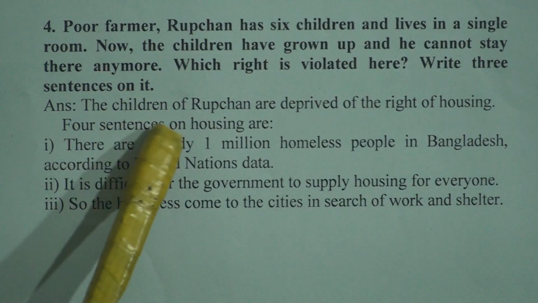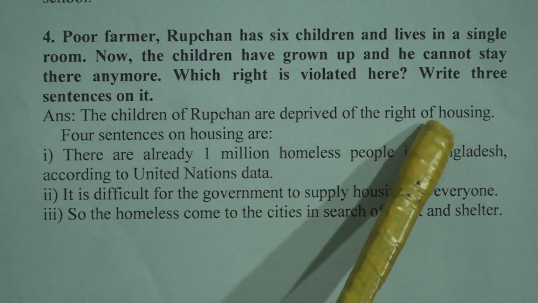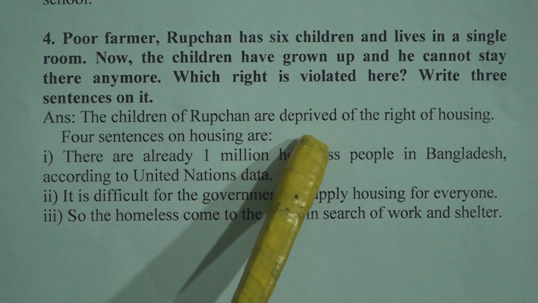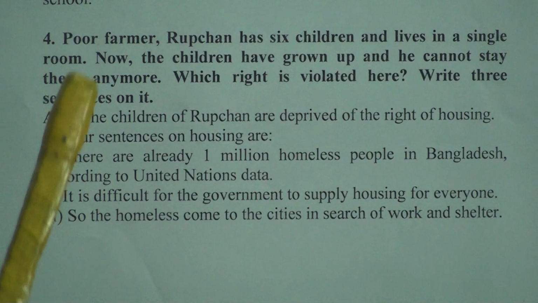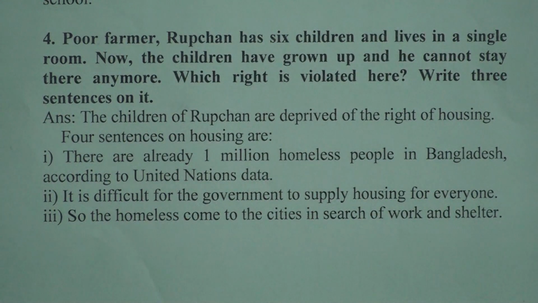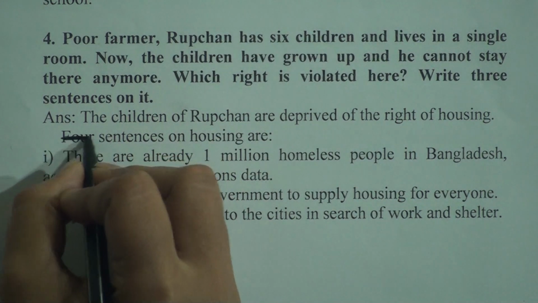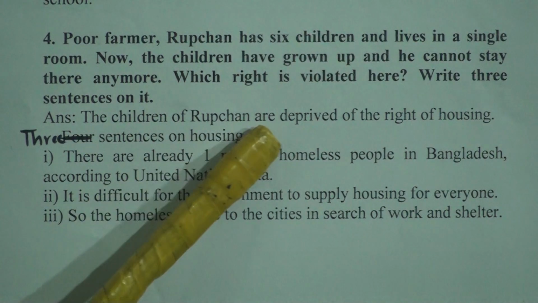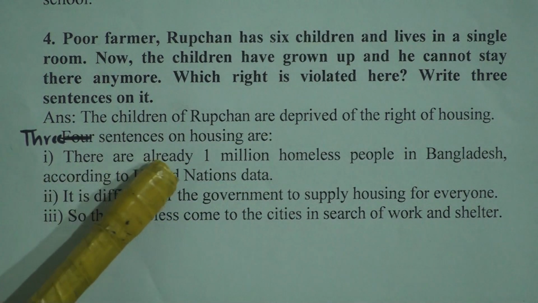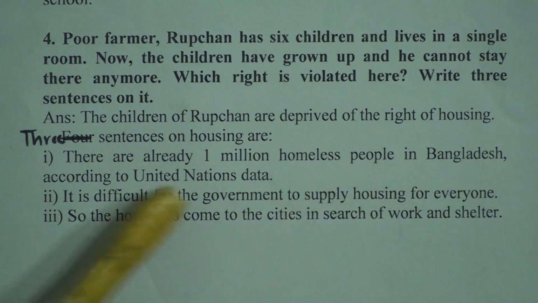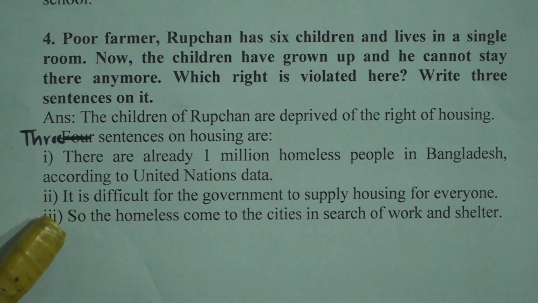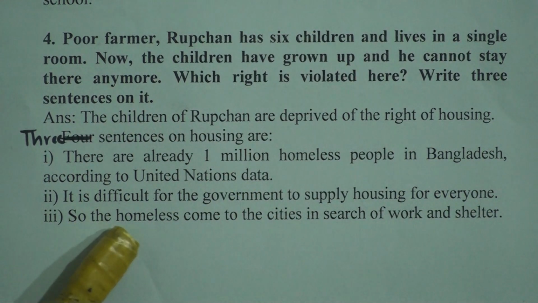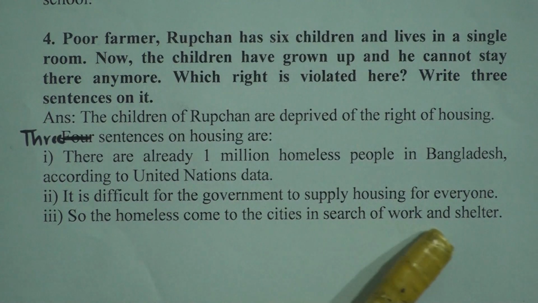And the answer is, the children of Rupchan are deprived of the right of housing. So 3 sentences on housing are: number 1, there are already 1 million homeless people in Bangladesh according to the United Nations data. Number 2, it is difficult for the government to supply housing for everyone. Number 3, so the homeless come to the cities in search of work and shelter.